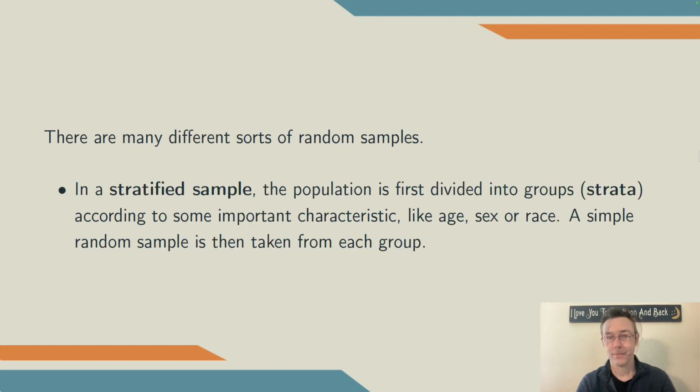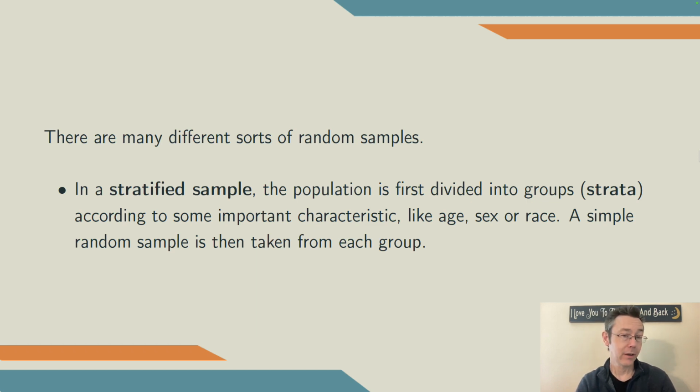Another important sort of random sample is the stratified sample. And in this situation, the population is first divided into groups, strata, according to some important characteristic like age, sex, or race. And then we go out and we get a simple random sample from each one of those groups. And this ensures that we get representation across ages, across sexes, across races.